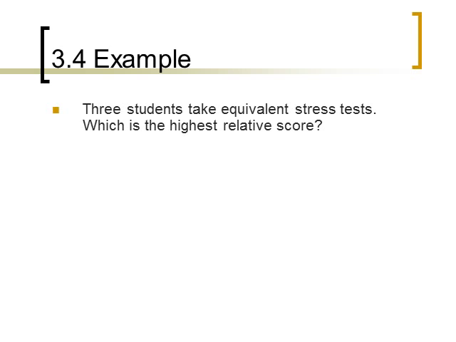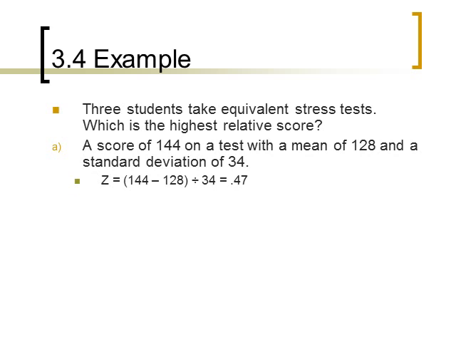Let's say that 3 students take equivalent stress tests. They each have their own score, and we want to know who had the highest relative score. One student received a score of 144 on a test with a mean of 128 and a standard deviation of 34.